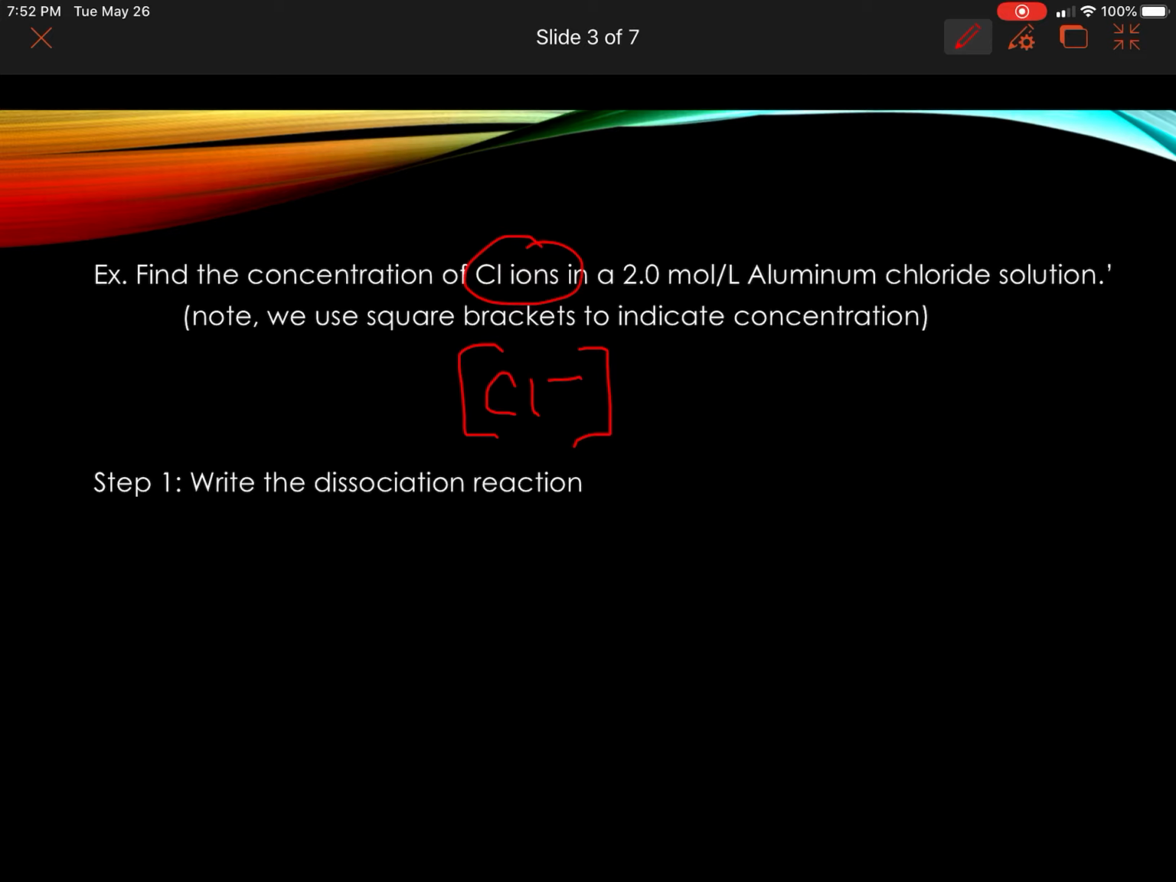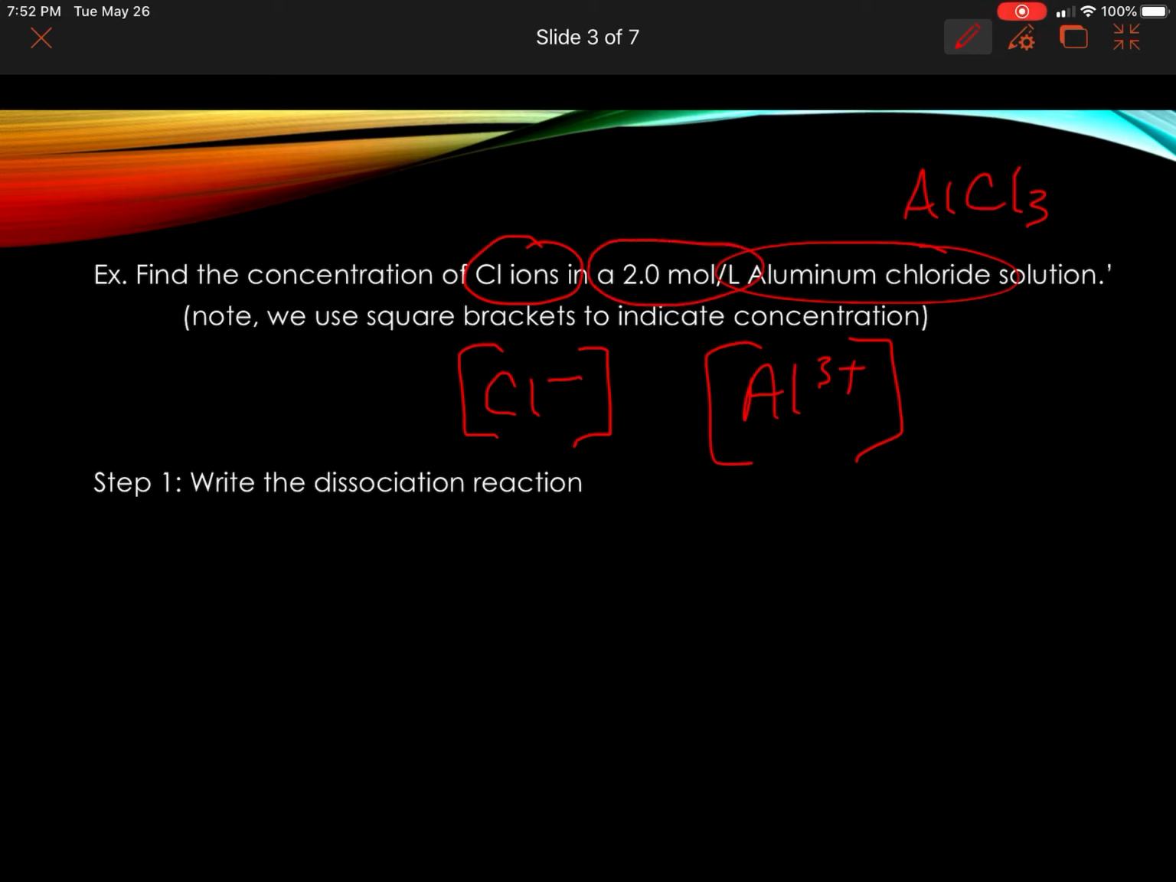If I asked you to find the concentration of the aluminum ions, it would be Al 3 plus in square brackets. So these square brackets indicate that you're talking about concentration, and you'll use that a lot in grade 12. Okay, so when we do these kinds of questions, you've got aluminum chloride. Your first step, you need to know that this is going to be AlCl3. So you need to be able to know what the ionic charge is, and know how they bond together. Now, aluminum chloride, you know what the concentration is of that. It's 2.0 molar, but I'm asking you specifically for the Cl minus concentration.